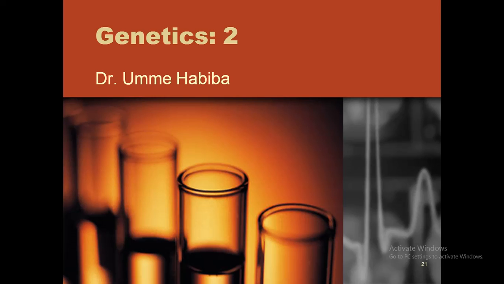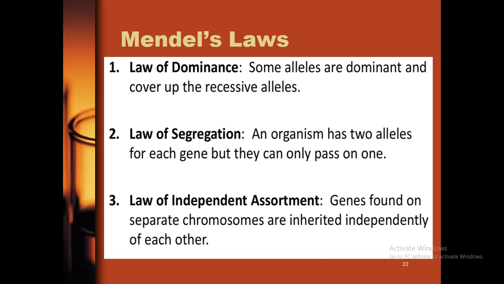So I will start with a brief summary of Mendel's laws. The first law, which is the law of dominance, says that some alleles of a gene are dominant and cover up the recessive alleles. The second is the law of segregation, which says that an organism has two alleles for each gene, but only one of the alleles can be passed to the offspring. And the third law says that genes found on separate chromosomes are inherited independently and separately from each other. This is known as the law of independent assortment.